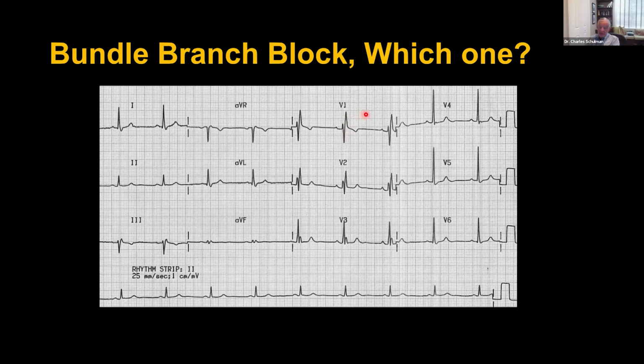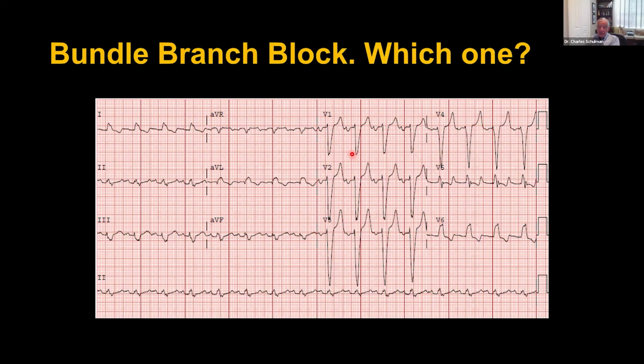People have told me that they're confused about the rabbit ears. A typical right bundle will have rabbit ears, but that's not what's important. What's important is where the abnormal deflection is going, where the vector is traveling.